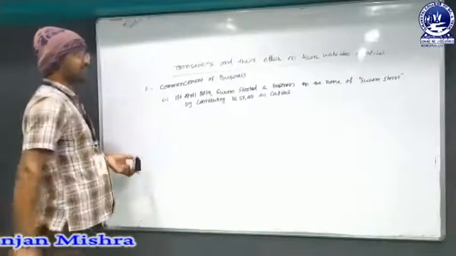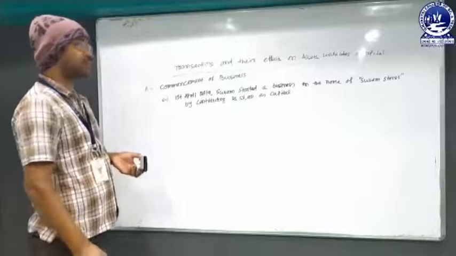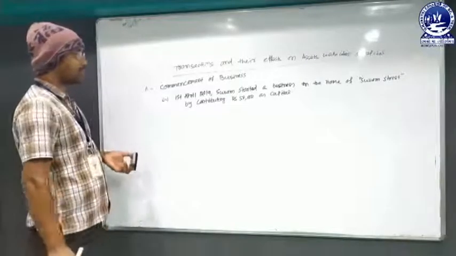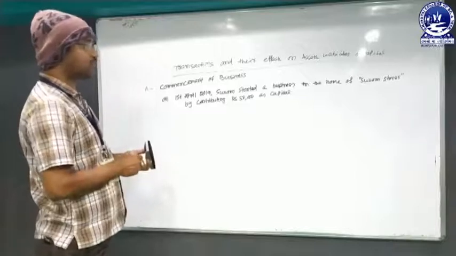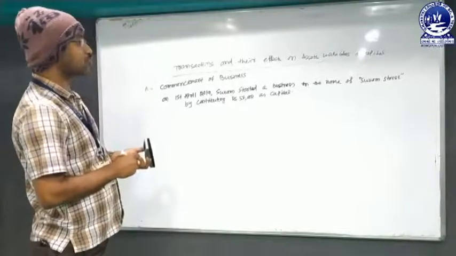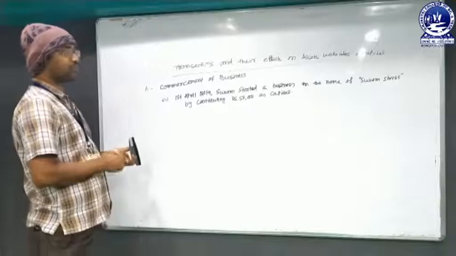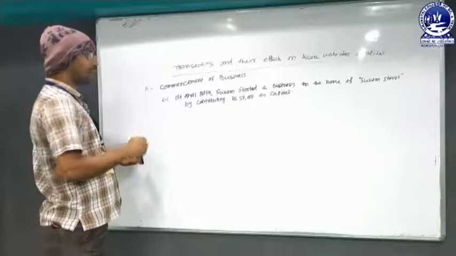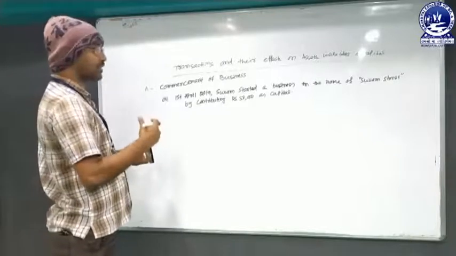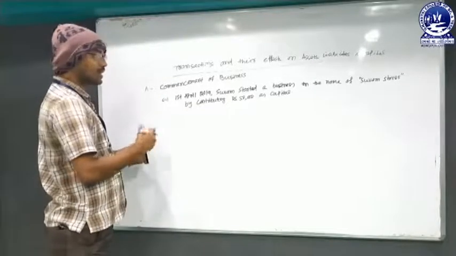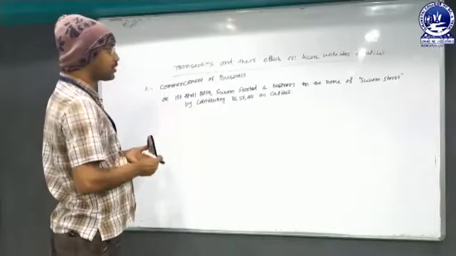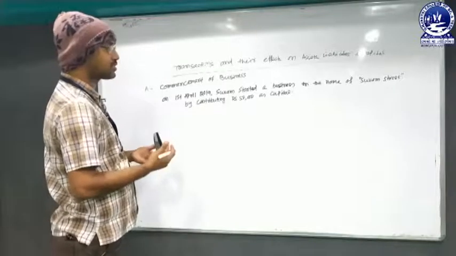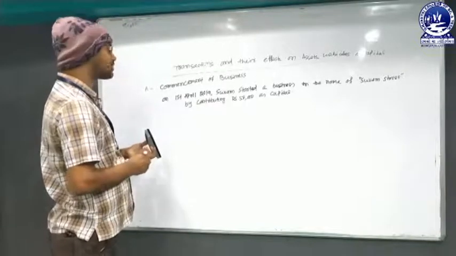The first transaction is commencement of a business, that is, when the business is started by the owner. On 1st April 2019, Shubham started a business in the name of Shubham Stores by contributing rupees 50,000 as capital. In this case, we first have to find out the various aspects involved in the transaction, then represent it in the form of the equation, and conclude that the amount of assets must equal liabilities plus capital.